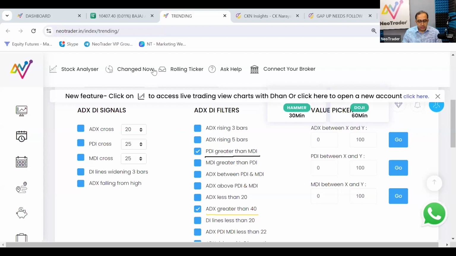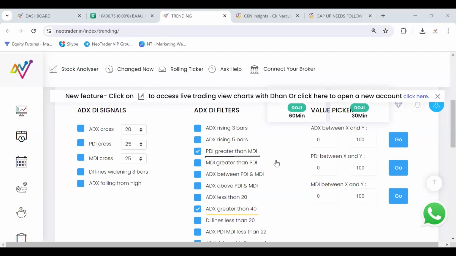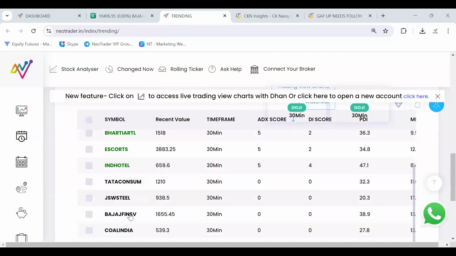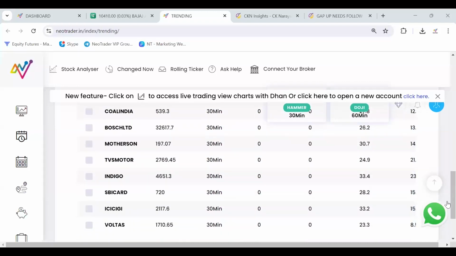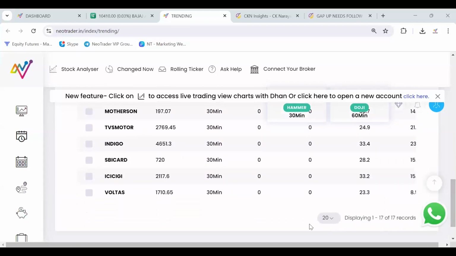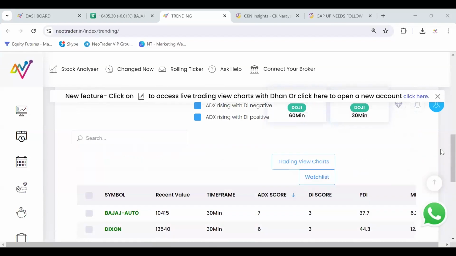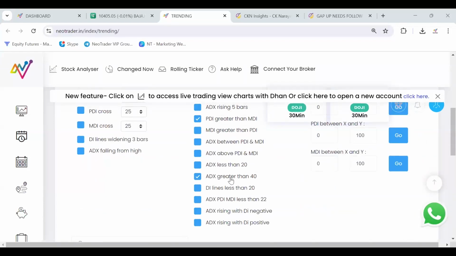Okay, you will get more set of stocks, and from here, what you can do is you can have all these list of stocks here. So you can see that the number of stocks here are 17 records where the ADX is greater than 40. यानी काफी बढ़िया trend strength है.